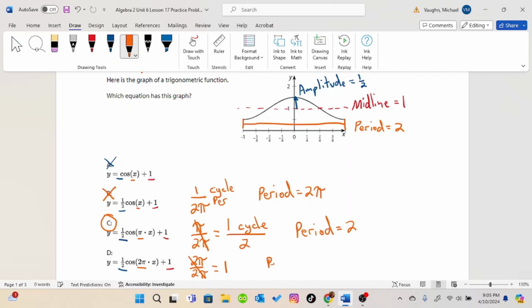So therefore the period is 1. And that's not what we're looking for. So on this one, we can eliminate A because it has the wrong amplitude. We can eliminate B and D because they have the wrong period. And C is the correct answer with an amplitude of 1/2, a midline of 1, and a period of 2.